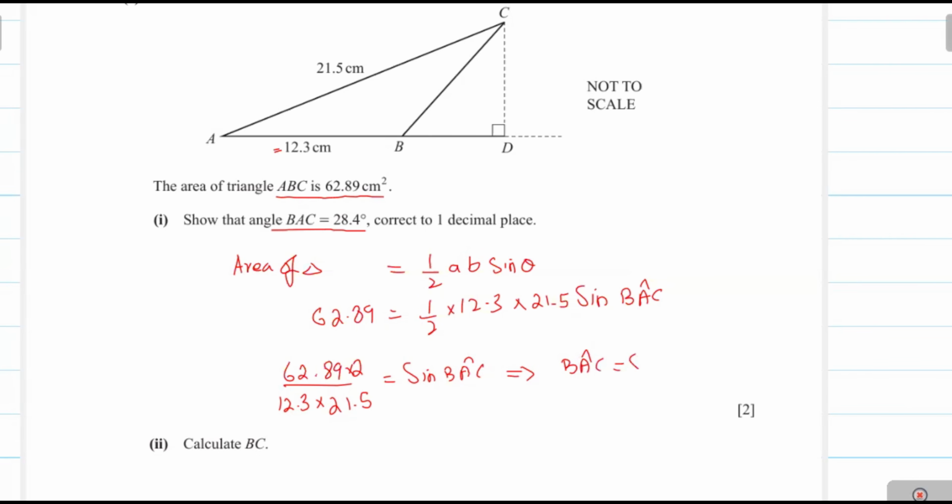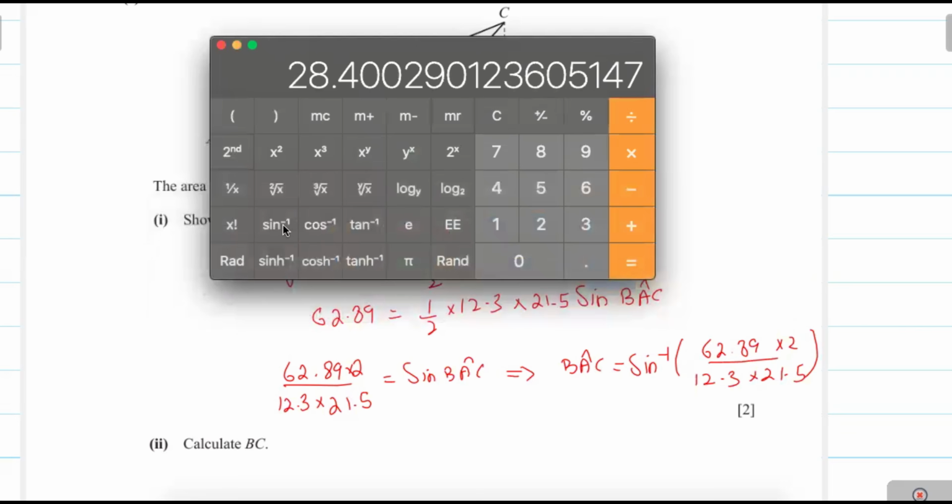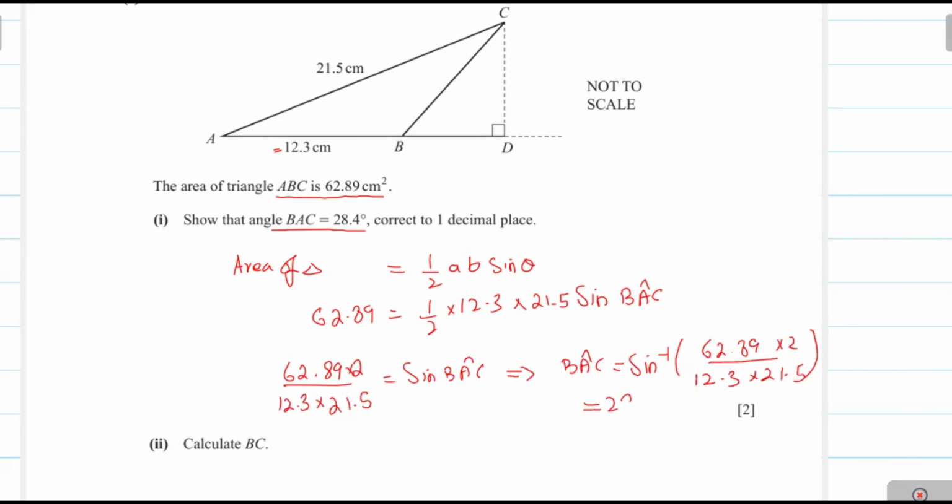to sine inverse of 62.89 multiplied by 2 divided by 12.3 divided by 21.5, and this is 28.4 degree is the angle, and this is the answer.